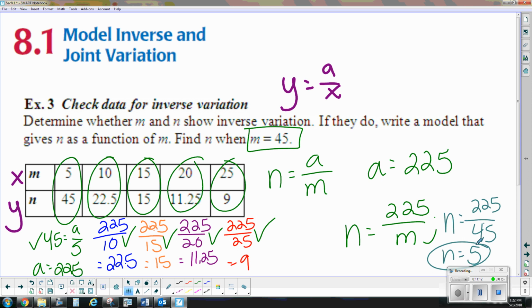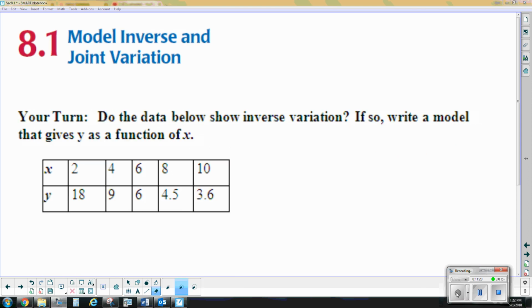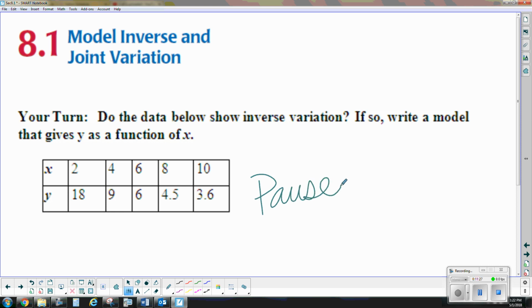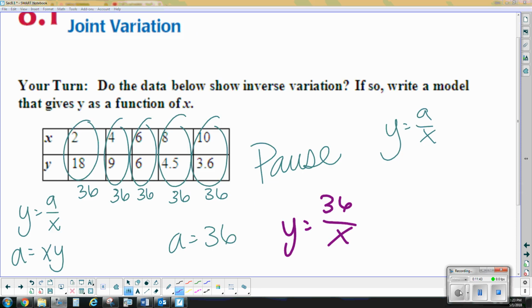Okay, so when you're looking at a table of data, you have to make sure that your constant actually remains constant. In this case, it does. All right, try this next example on your own. Please pause the video while you work, and you can unpause for the solution. Remember, you're looking to see whether or not it shows inverse variation. So you need to find whether or not you have a constant. If you do, what is the constant? And then write a model.